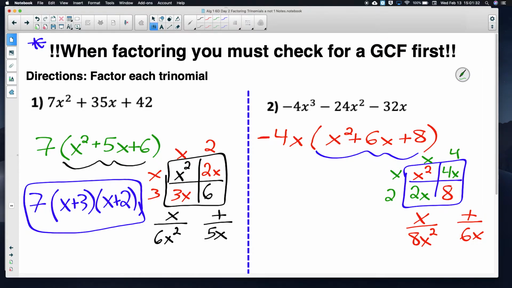I can double check by multiplying. But my final factored form is going to be my greatest common factor, and then these two binomials that I just found using the box method.